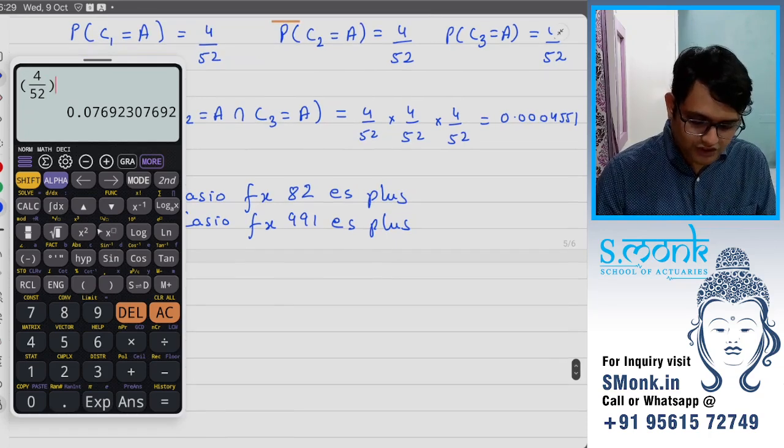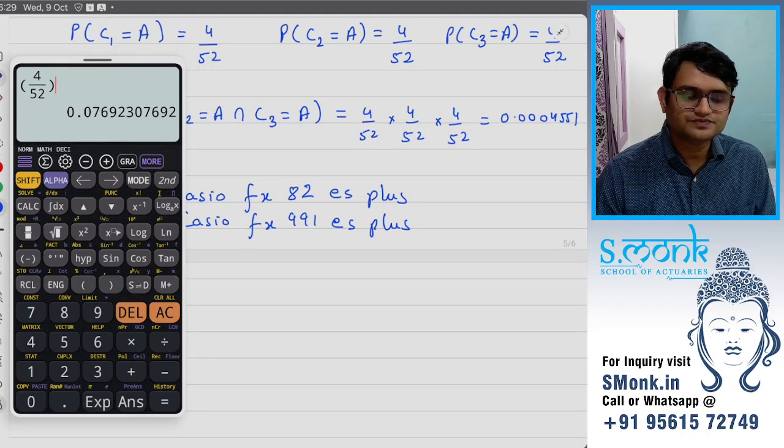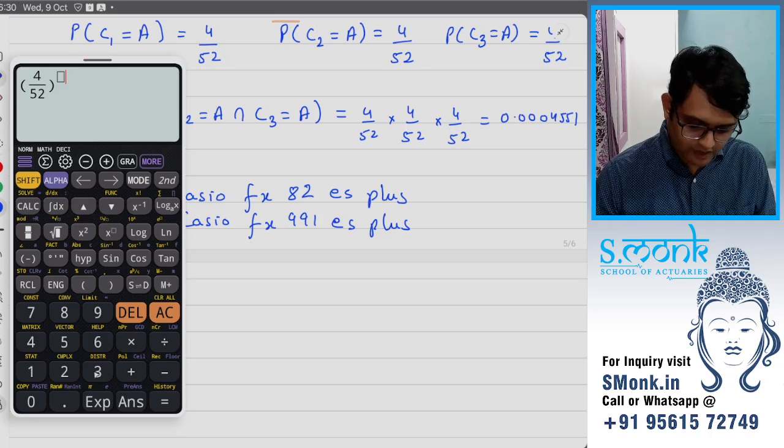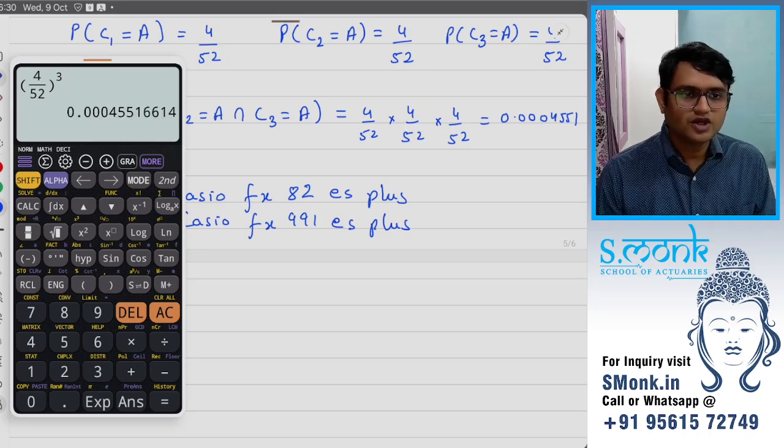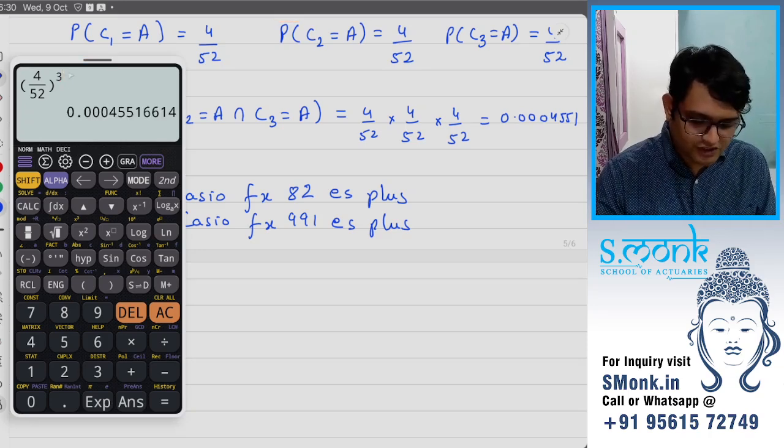So for raised to 3, I have this button here. You can see x raised to box. I can do x square directly, or I can put x raised to box and put any power. So when I press this, I'll get a power and I'll put 3. Now if you observe, the cursor is on the power.